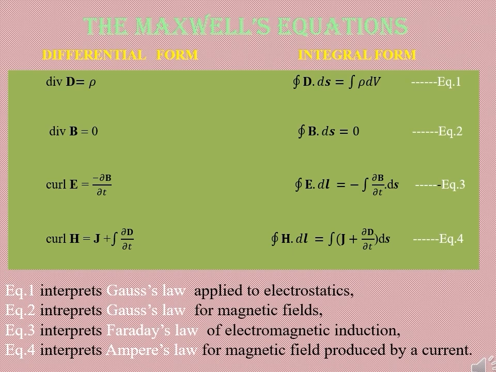The third equation interprets Faraday's law of electromagnetic induction, that is, the curl E is equal to minus dou B by dou t, and the integral form of the same equation is closed integral of E dot dl equal to minus the integral of dou B by dou t dot ds. Equation 4 interprets Ampere's law for a magnetic field produced by a current, that is, the curl H is equal to J plus dou D by dou t, and closed integral of H dot dl is equal to the integral of J plus dou D by dou t dot ds.